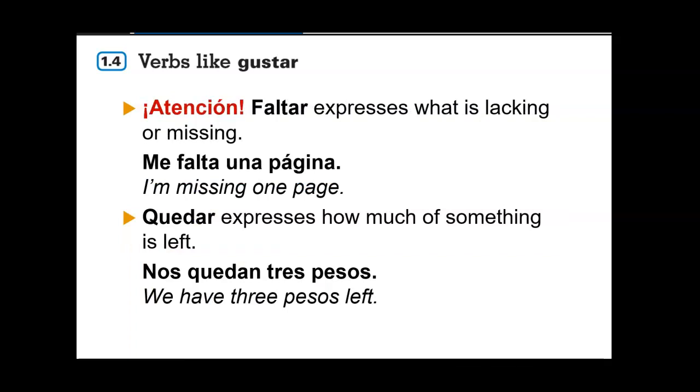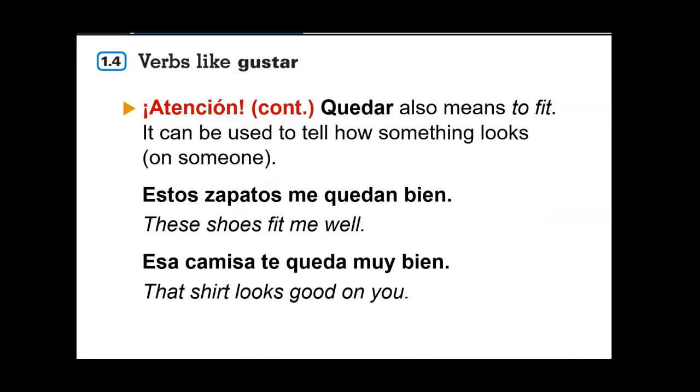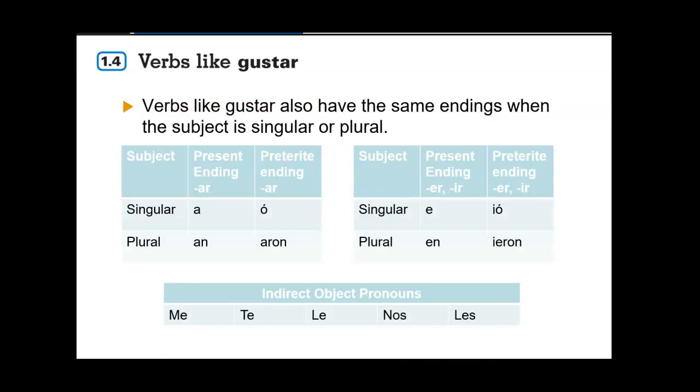So faltar expresses what is lacking or missing. Quedar expresses how much of something is left. Quedar also means to fit. It can be used to tell how something looks on someone. Okay, so it has different meanings. All right, so these are the verb endings.